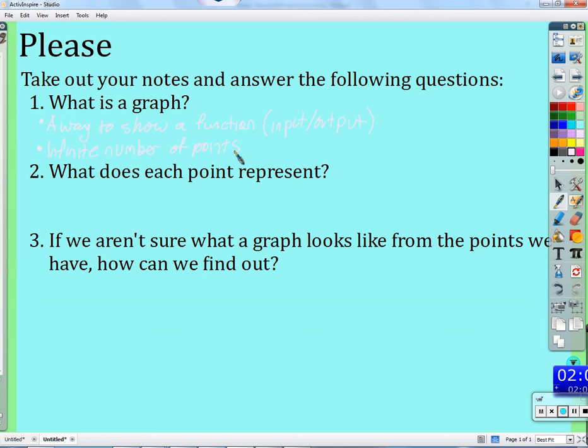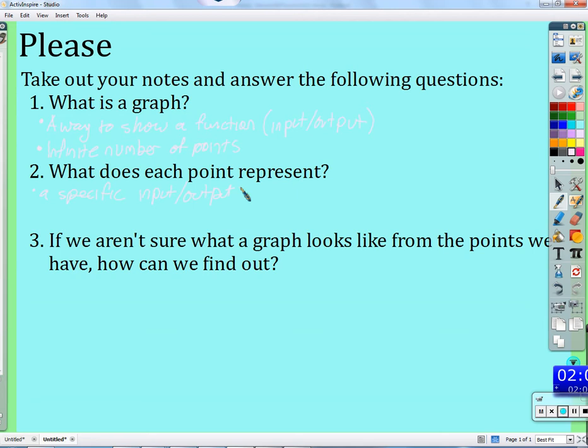What does each point represent? A single point represents a specific example of the input and the output: this input gives this output. Put this in, you get this output. That's what a point represents. Nothing more complicated, nothing more magical or mysterious. It's just put this in, you get this out.